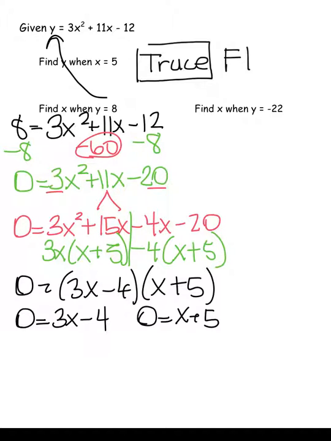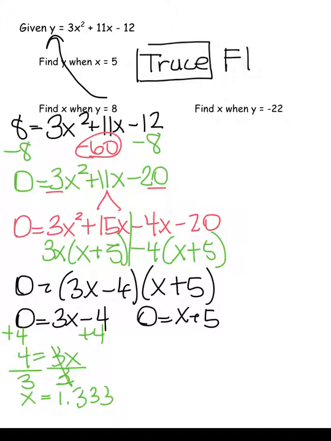Okay, so first add 4. 4 equals 3x. Divide by 3. X equals 1.3 repeating, so 1.333. Or, on the other one, subtract 5. That's a lot simpler. X equals negative 5. And there's our 2 answers. We factored using our old factoring skills so that it was a multiplication problem equal to 0, so that we were able to use the zero product property.